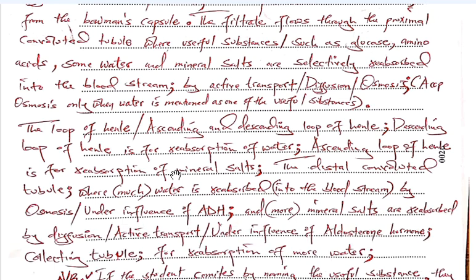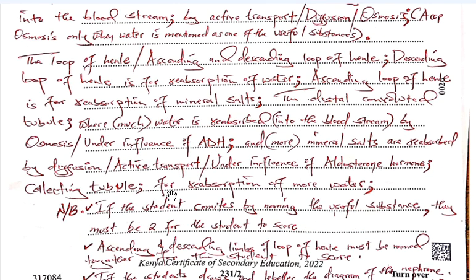Then we move to the distal convoluted tubule. That is where much water is reabsorbed into the bloodstream by osmosis under the influence of antidiuretic hormone. And more minerals are reabsorbed by diffusion and active transport under the influence of the aldosterone hormone. Then we move to the collecting tubule for reabsorption of more water.